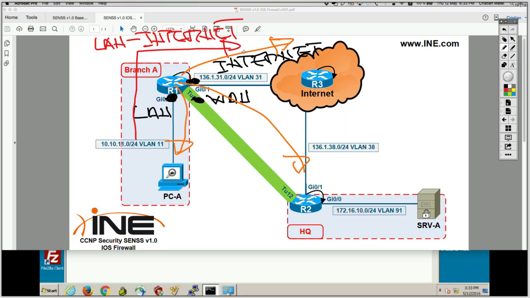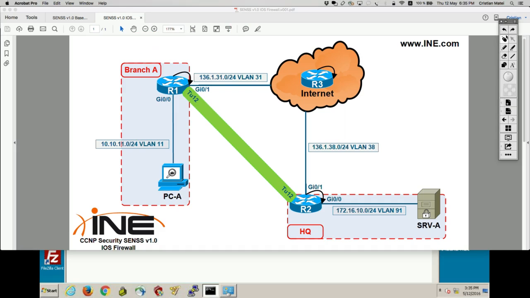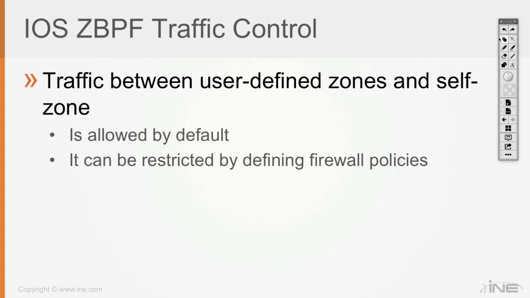And that's a safety mechanism to make sure you don't lock yourself out of the router. It makes sure that control plane and management plane traffic still works once you configure zone-based policy firewall. But as you're going to see, we may want to also restrict traffic to or from the self zone for specific reasons. So by default, traffic to the router or from the router is allowed.